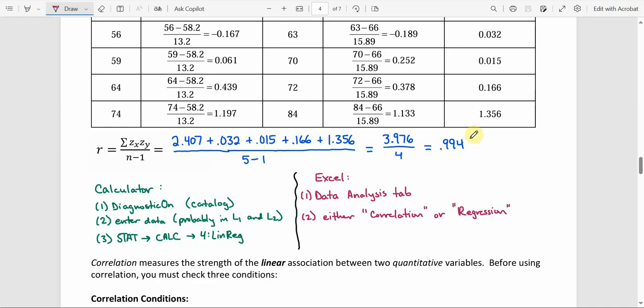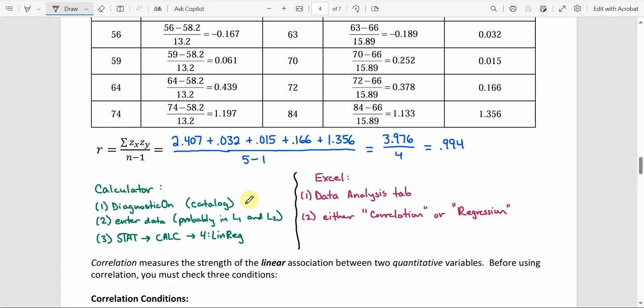So this is actually really strong, but then when you look at what the scatter plot was like, you think, well, yeah, sure, that looked pretty linear. But then the other stuff I wanted to put in here was how you would get this without grinding it out by hand. So this is how you do it with the calculator. The diagnostic on may already be set up that way, but if it's not, then it's not going to work. So if you go into the catalog, you can do it. And I'll run through that in a second.